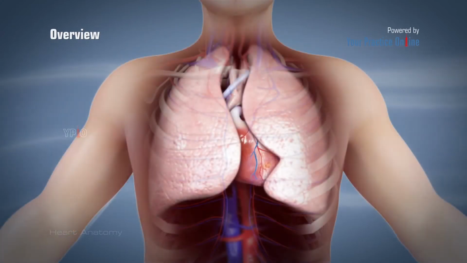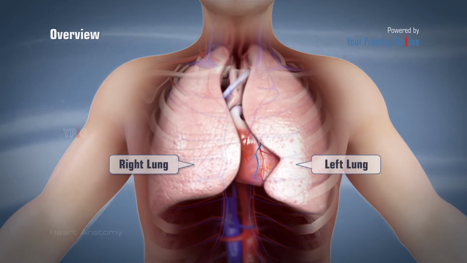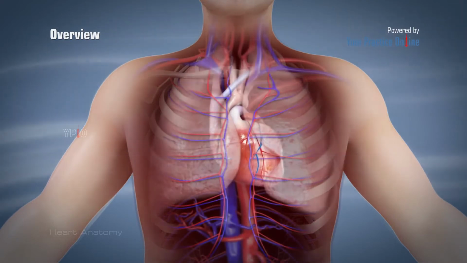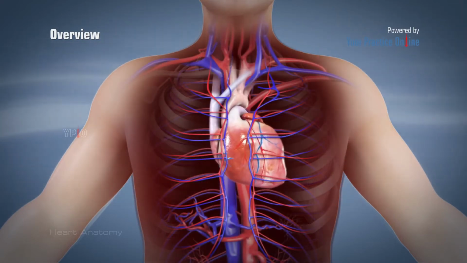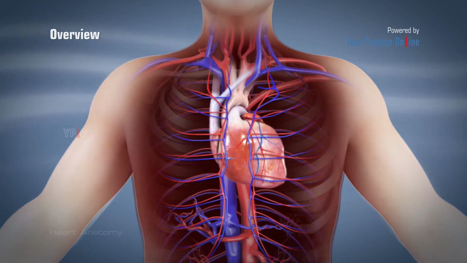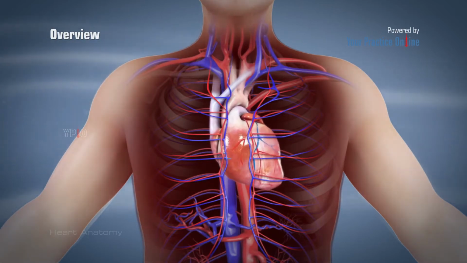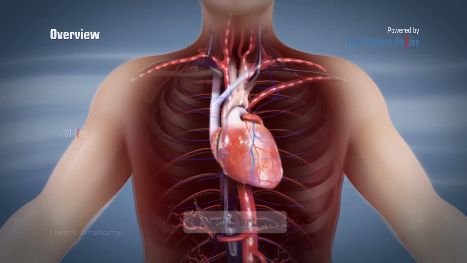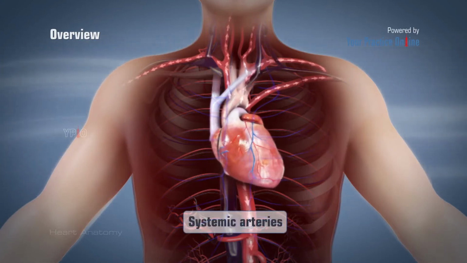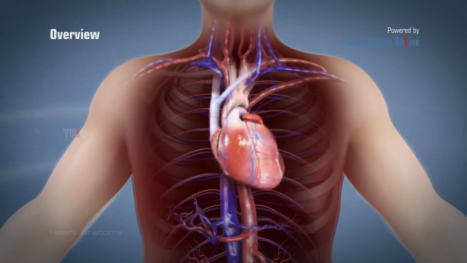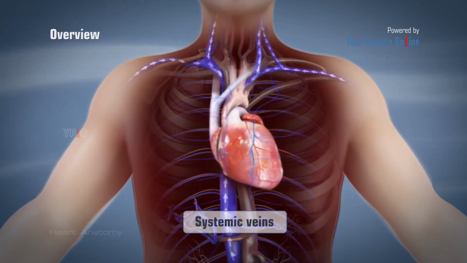The heart is located between the right and left lungs in the middle of your chest. The heart's function is to supply oxygen and blood to all parts of the body. Oxygenated blood pumped from the heart reaches the body's organs through the systemic arteries, while veins carry impure or deoxygenated blood back to the heart.